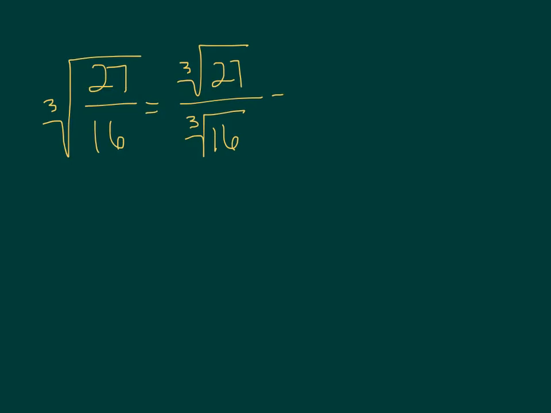Well, this makes it a little bit easier. I know the cube root of 27. The cube root of 27 is 3. I don't know the cube root of 16. And I know from the last problem that I need to get rid of any type of root in the denominator. In this case, it's a cube root.